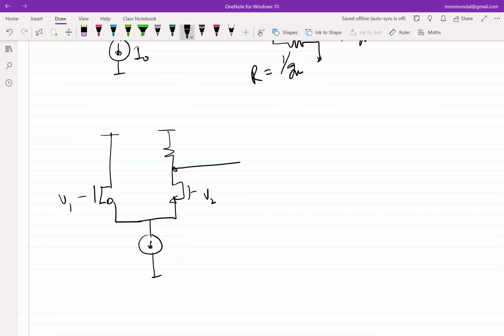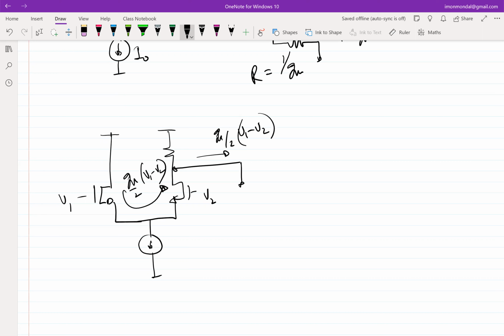If I try to find out the short circuit current in the incremental sense, what will the short circuit current be? What is this current? gm/2 times (V1 minus V2). This current will flow into the short. So this short circuit current will be gm/2 times (V1 minus V2), right?